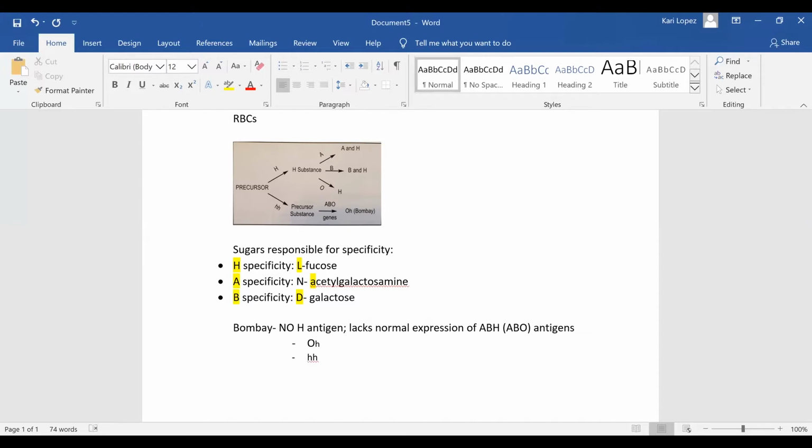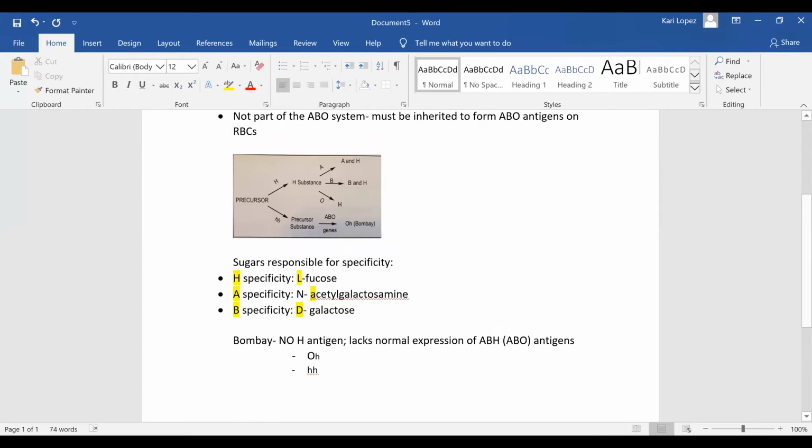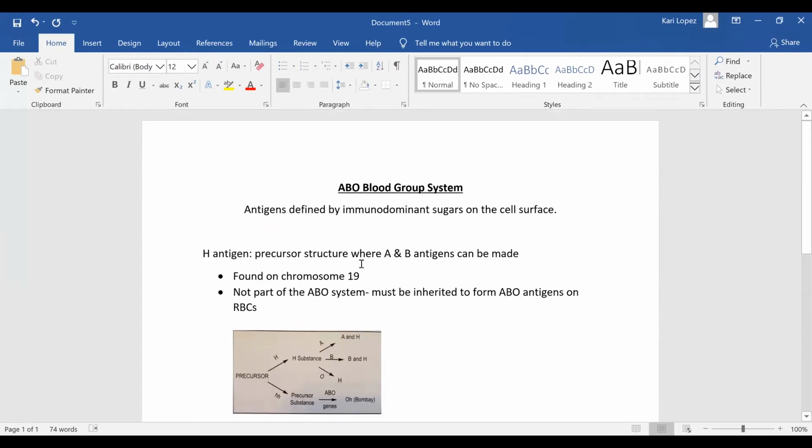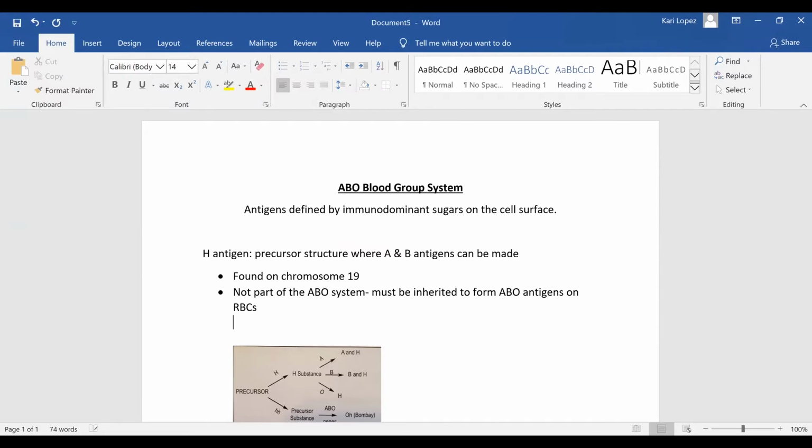Now, getting into a little more ABO, your ABH antigens are constructed on oligosaccharide chains. Again, not always a test question, but sometimes helpful. So they are, let me put that up here. Constructed, no, I'll put it under.